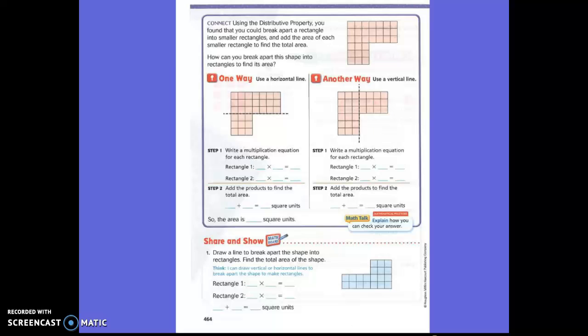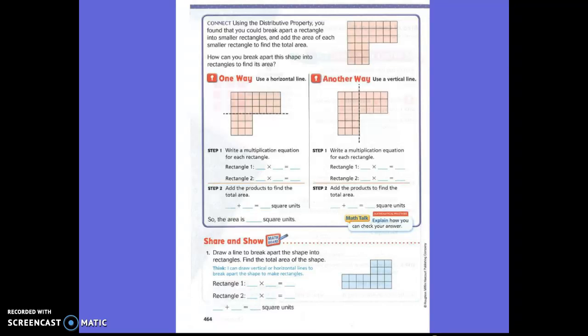Using the distributive property, that is what we were doing. We're doing the distributive property of multiplication. Okay? You are splitting numbers. Using the distributive property, you can break apart a rectangle into smaller rectangles and then add the area of each smaller rectangle to find the total area.